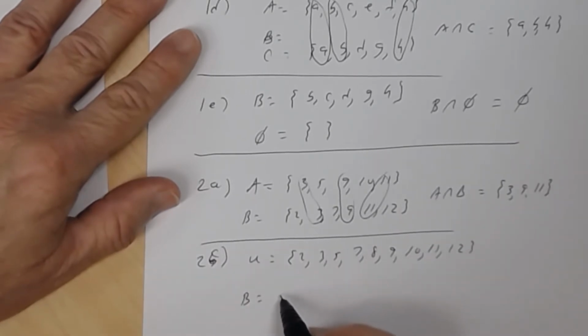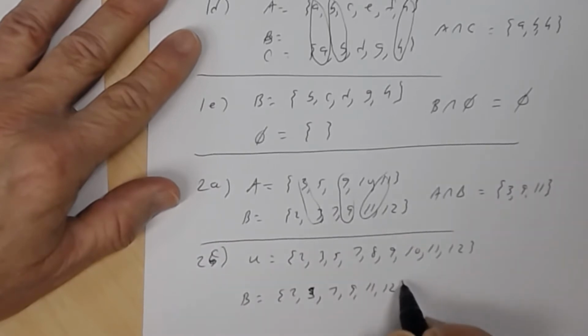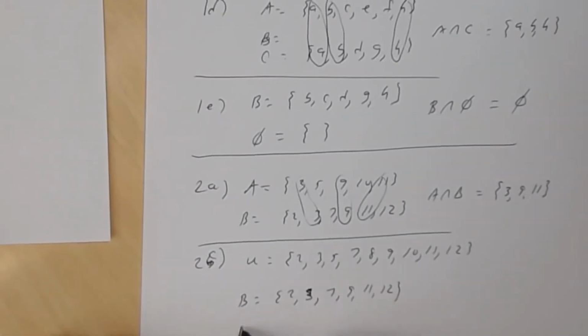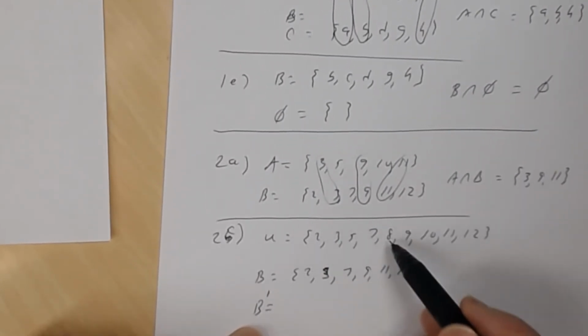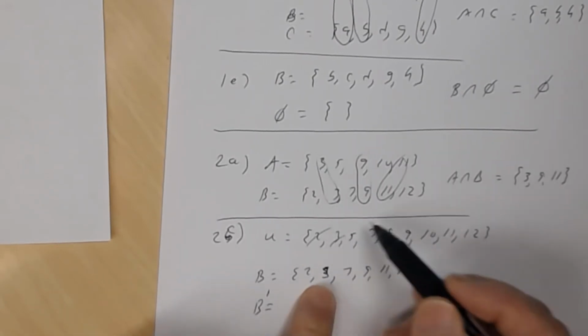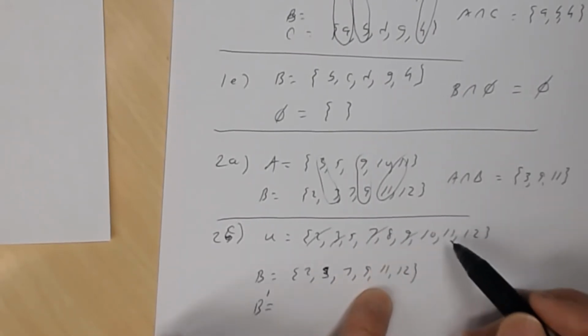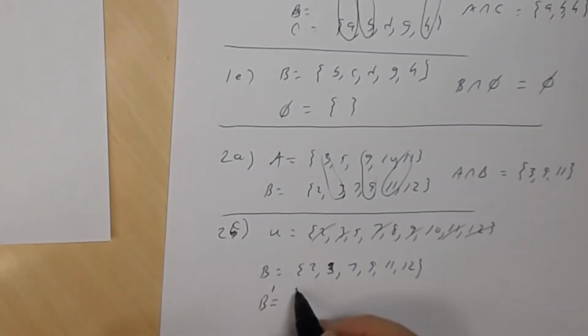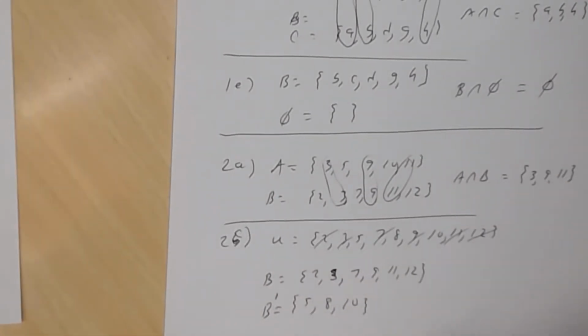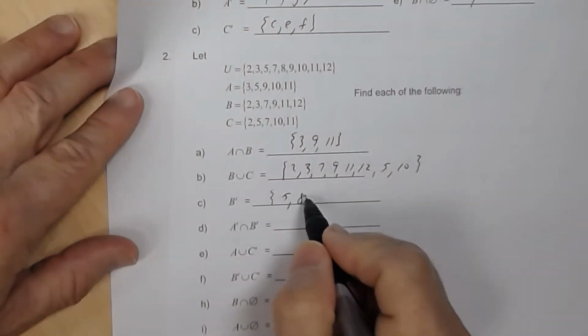B is 2, 3, 7, 9, 11, 12. Okay? So if I want to find B complement, then I've got to take these elements out of here. I'm going to take 2 out, 3 out, 7 out, 9, 11, and 12. And so B complement would be every element that's left. So that's going to be 5, 8, 10. So that's going to go here: 5, 8, 10.